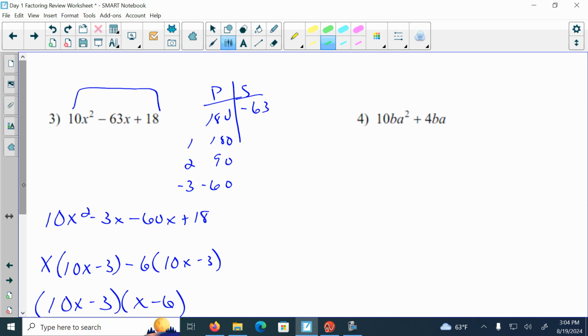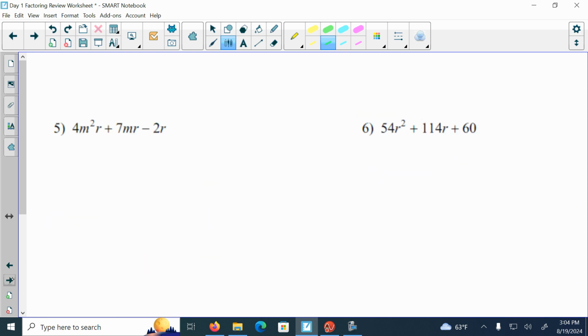The next one, number 4, is a binomial, which means I only have 2 terms. I'm going to factor out the greatest common factor between 10 and 4, which is 2. And then between the variables, I think I can factor out a b, I can factor out an a. I'm going to be left with 5a plus 2, and just 2 because I factored out the ba. There's nothing left I can do with that 5a plus 2. Remember, when it's a binomial, there's only 3 times that you can factor it. One is if it's the difference of 2 perfect squares. Then the other ones are the sum or difference of 2 perfect cubes.